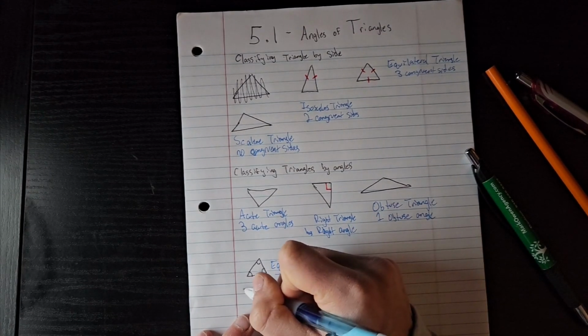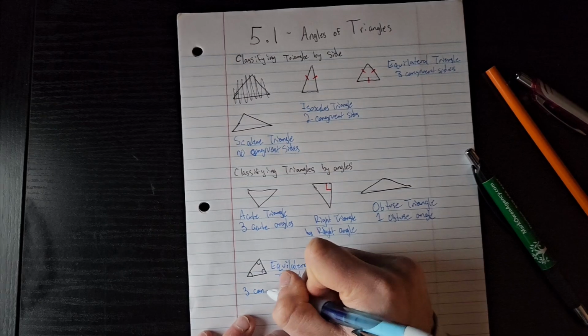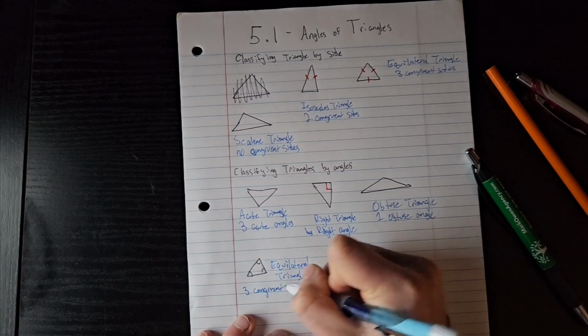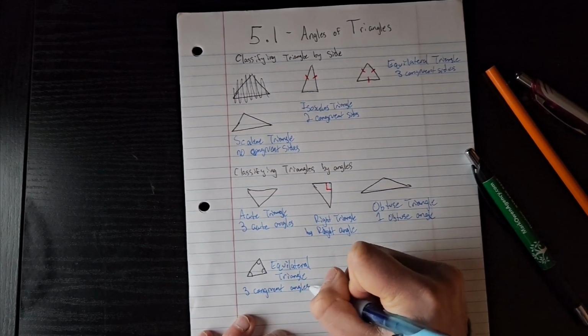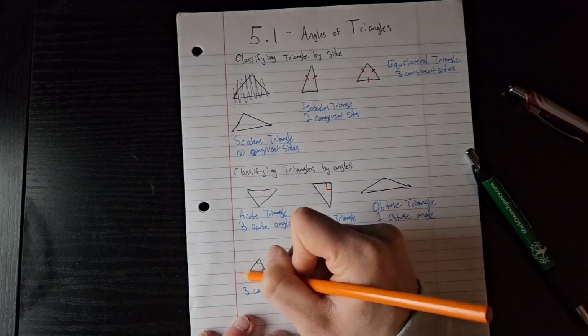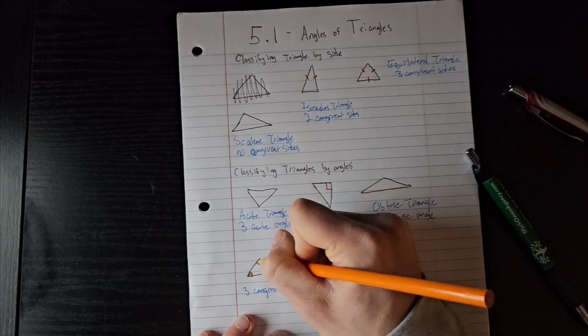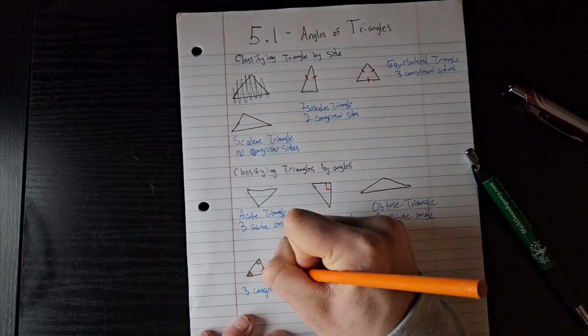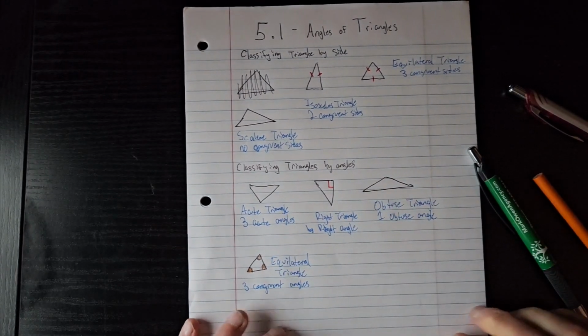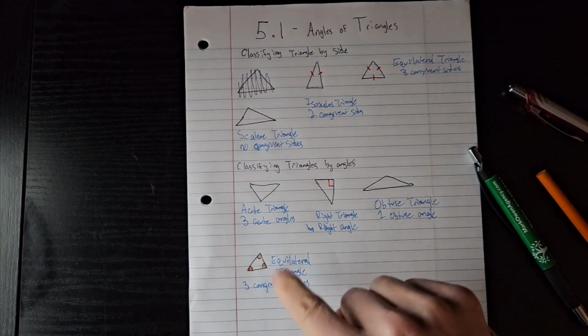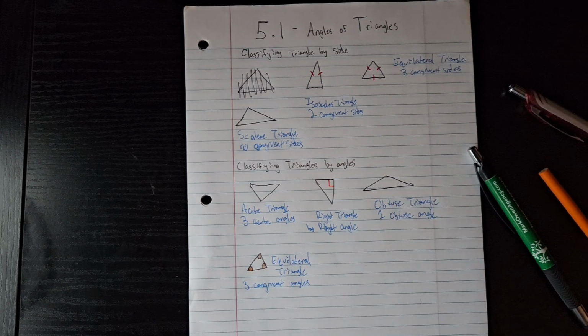And this has 3 congruent angles. You can see it by the congruent markings that it has already. I'm going to color them in so it's a little better looking. But it has congruent markings on the triangle itself. So you can call it an equilateral triangle, has 3 congruent angles.